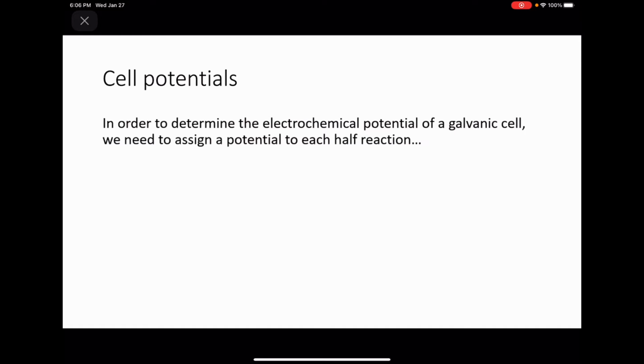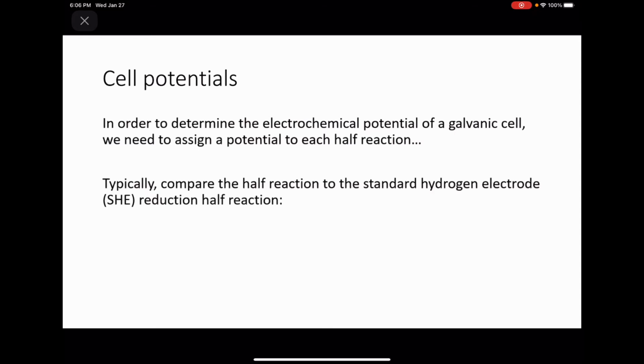So in order to determine whether we get electron flow in a galvanic cell, we need to assign a potential. So what's the potential of the electrons to be reduced or oxidized on each half reaction? And potential, by that I mean voltage. And in this case, we're not going to have an absolute value. What we're going to do is compare it to some standard reaction, which is the standard hydrogen electrode reduction half reaction.